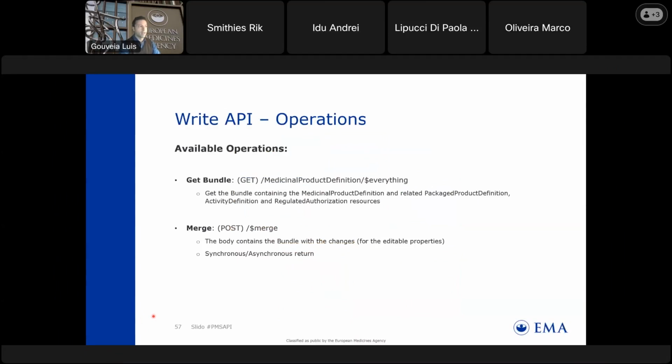So coming back to this, we have two operations, the get bundle and the merge. On the get bundle, we will get the structure we have in FHIR 5. And then on the merge, we will apply the changes to it, and we will be changing our product.